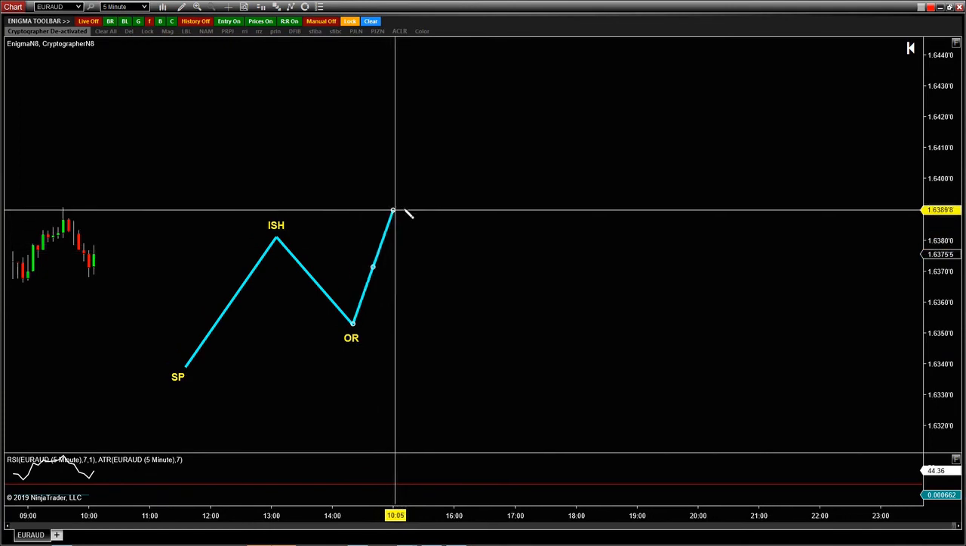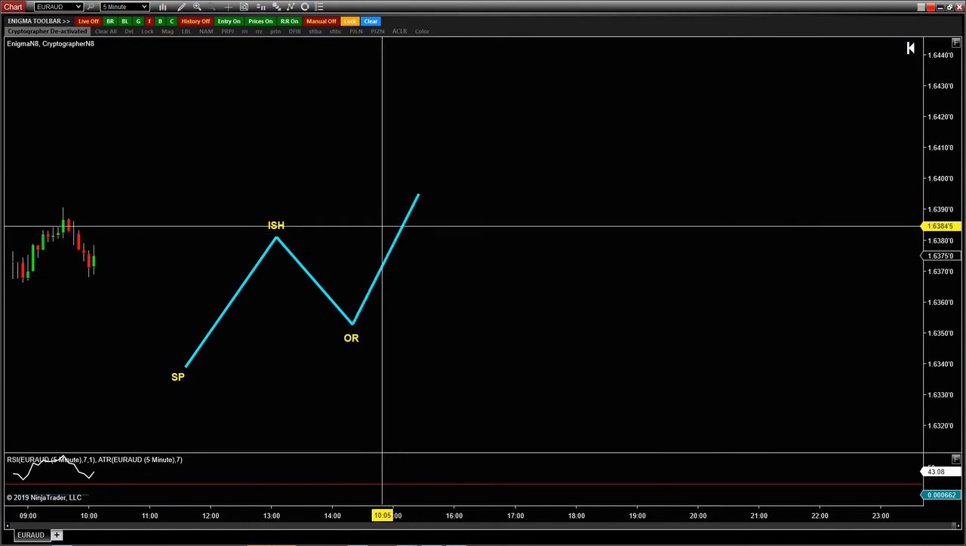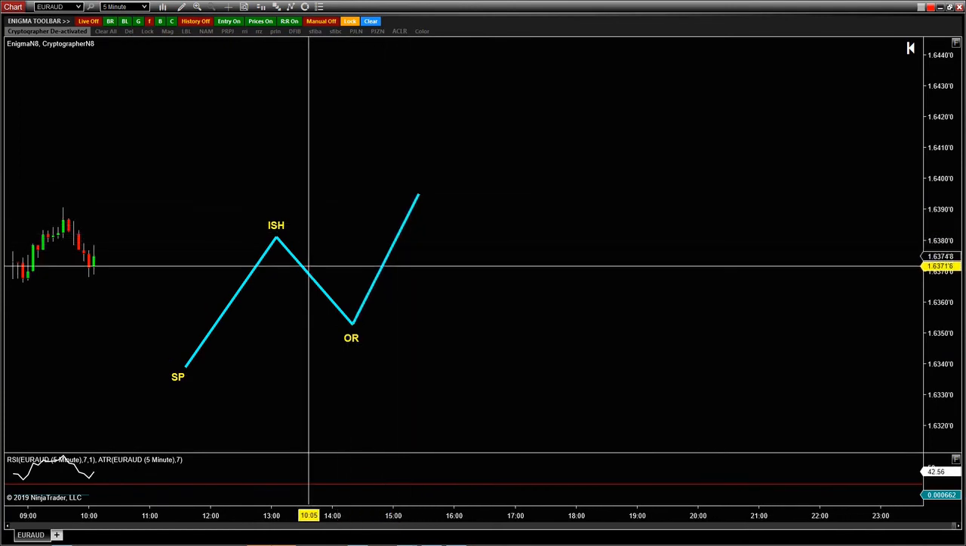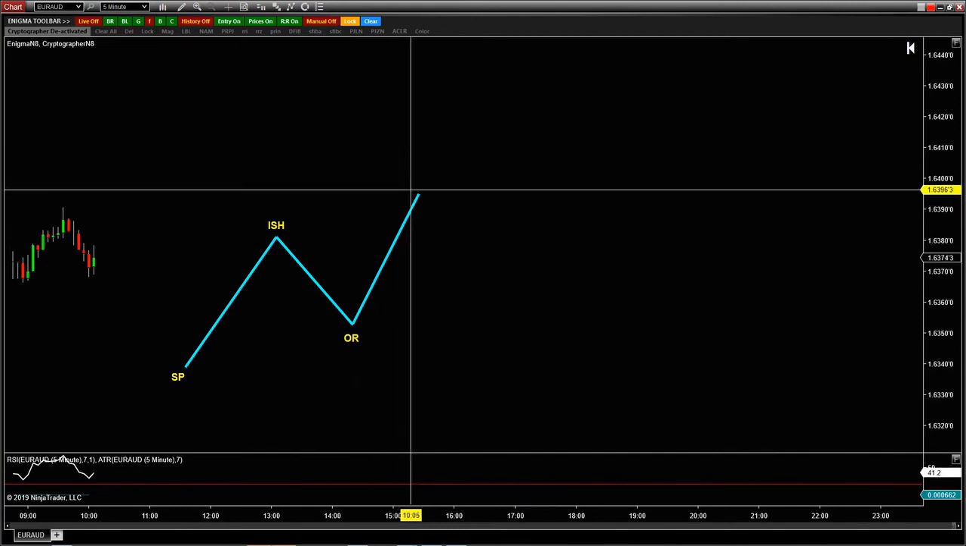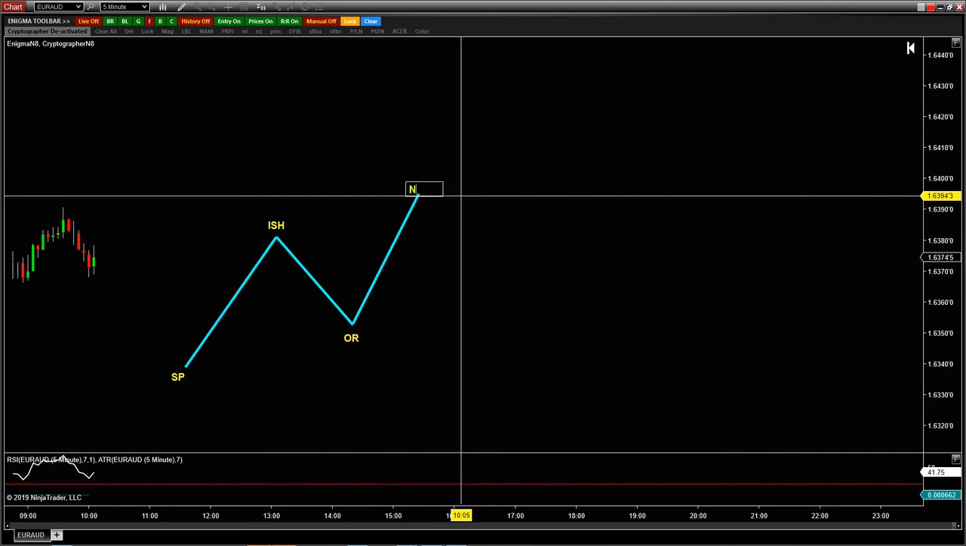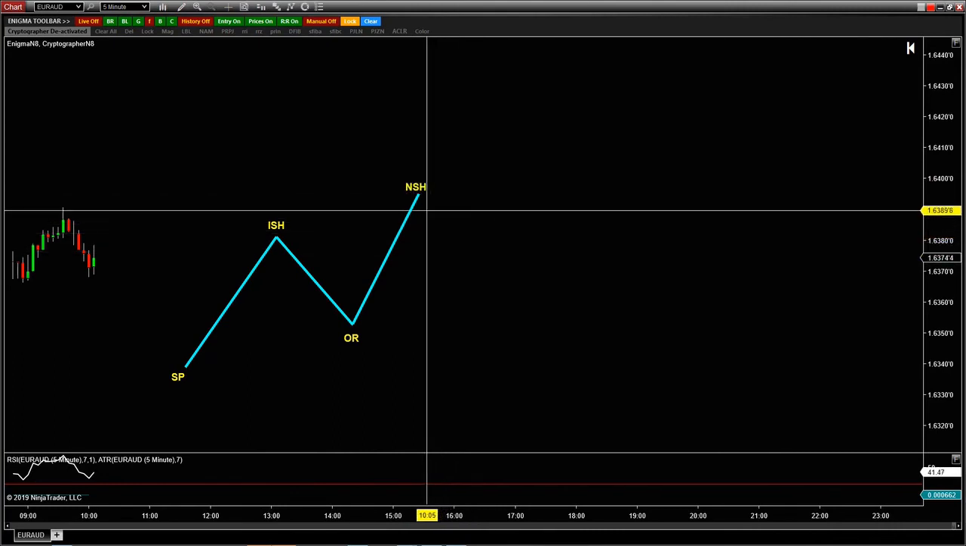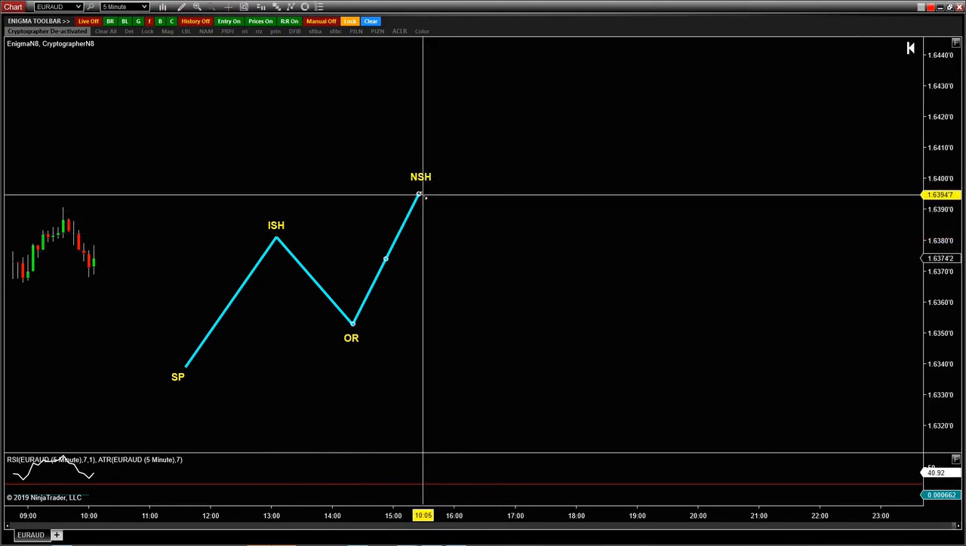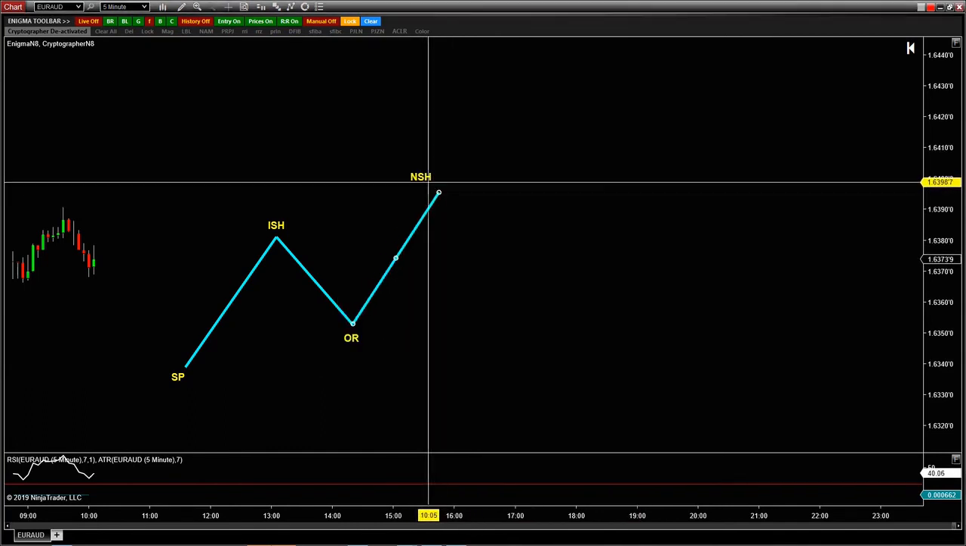Now, we have this. And this becomes what? This is called what? What do we label this? Our new structure high. Right? New structure high. Now, we now have a confirmed trend, correct? Would you guys agree? 100 out of 100 traders would agree based on the rules we set forward? Okay.